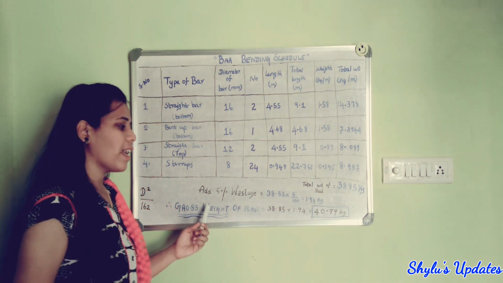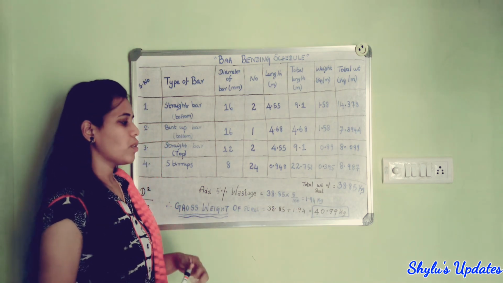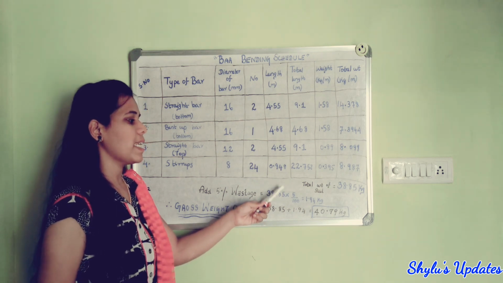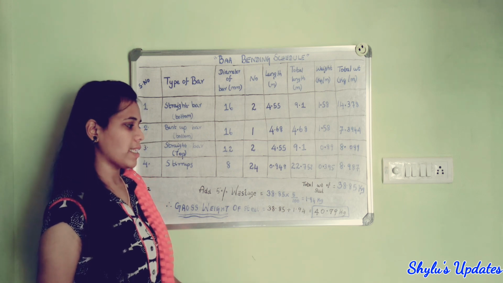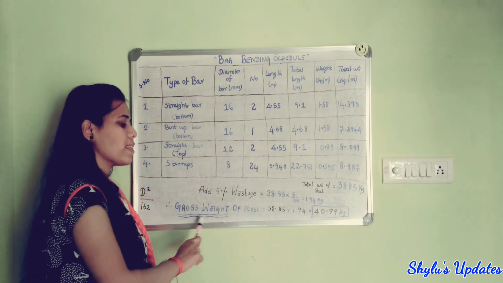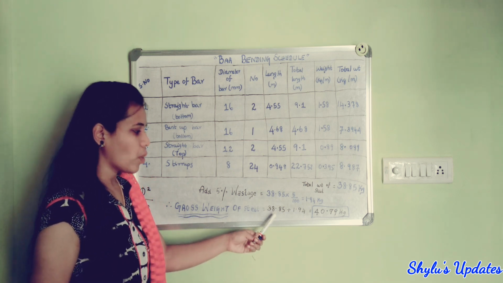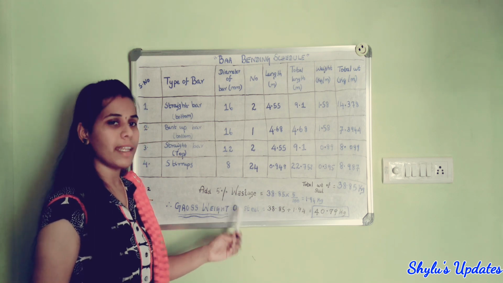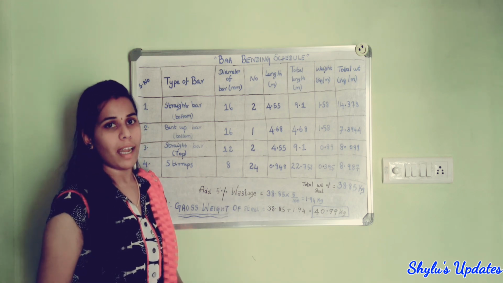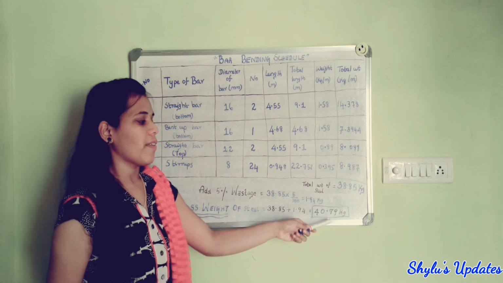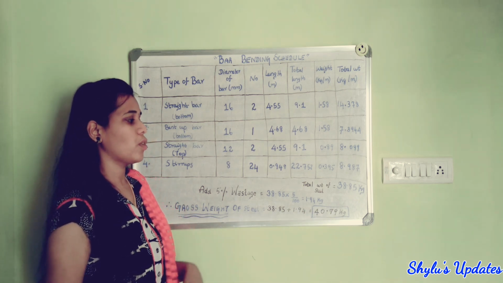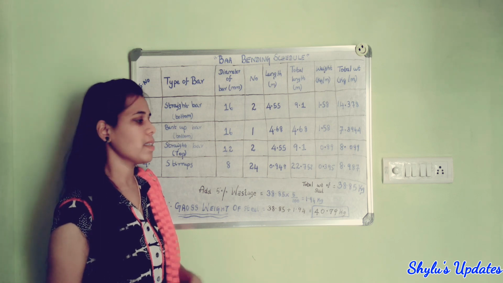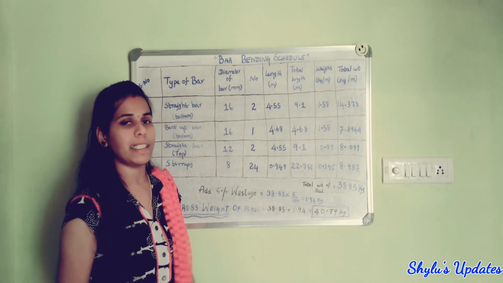But we have to add 5% of wastage also. So for that, the total weight of steel into 5 divided by 100, we get the answer 1.94 kg. At last, the gross weight of steel is equal to total weight plus this wastage. We get the final answer 40.79 kg. So this is the final result. The total weight of steel required in this beam is 40.79 kg.